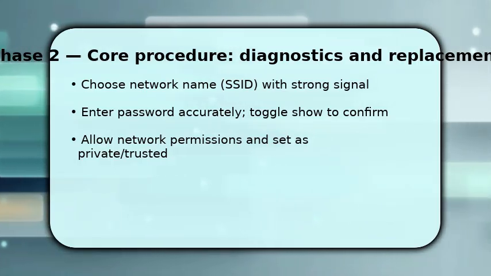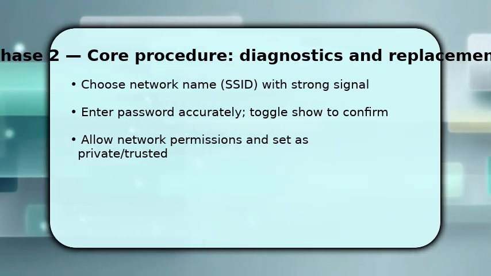Make sure to toggle Show if you need to verify characters. If prompted, accept security or firewall permissions and choose network type. Mark Home as private so file sharing rules apply safely.